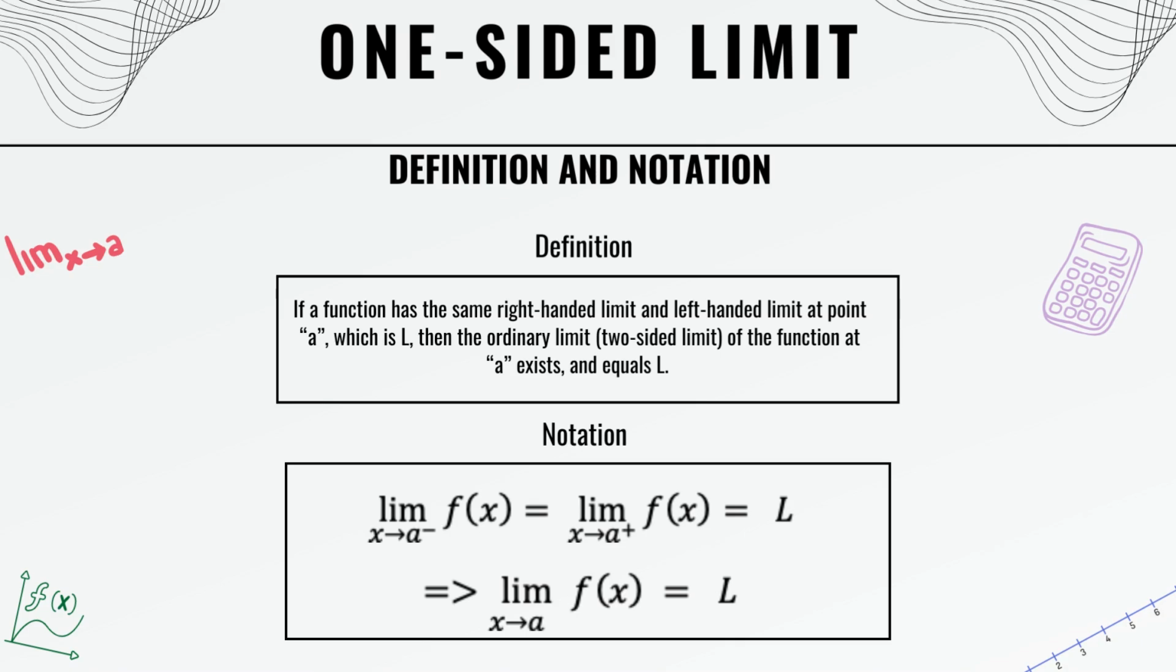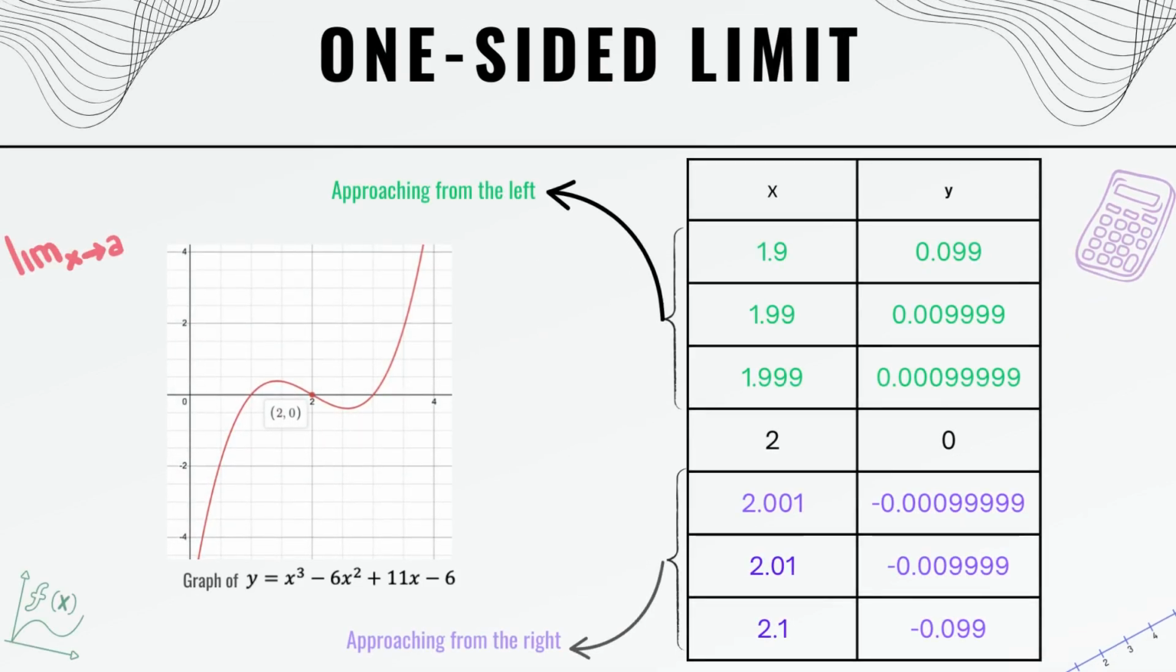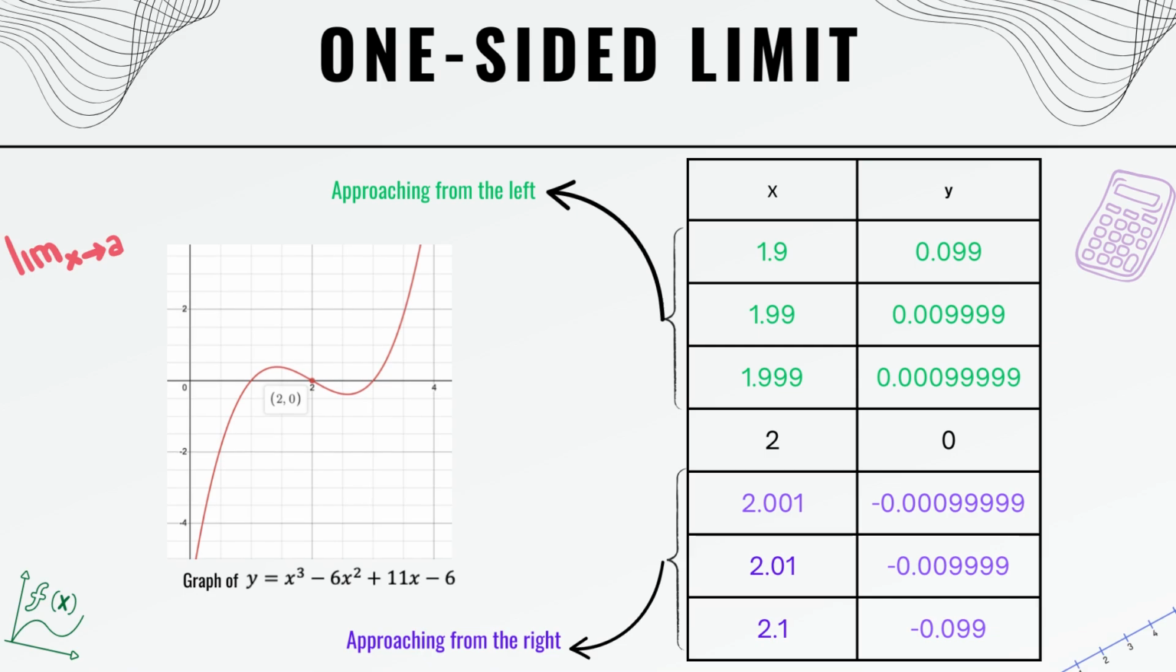Let's look at this example of the graph of y equals x cubed minus 6x squared plus 11x minus 6. The right-handed limit will be in purple and the left-handed limit will be in green. As you can see from the graph and its value table, the right-handed limit of the function has the same value as the left-handed limit, which is 0. Then, we can conclude that the limit of the function when x approaches 2 is 0.